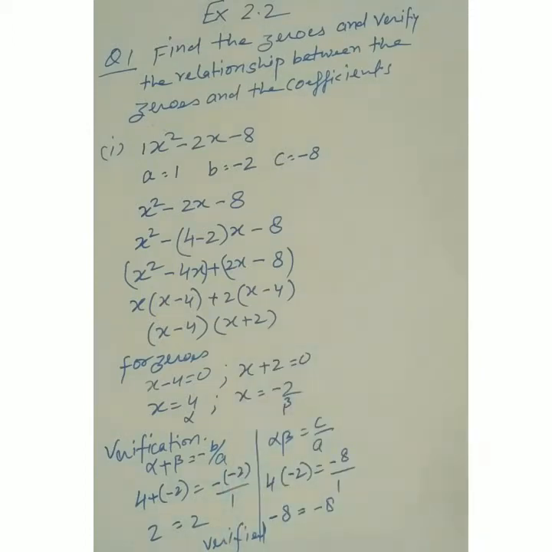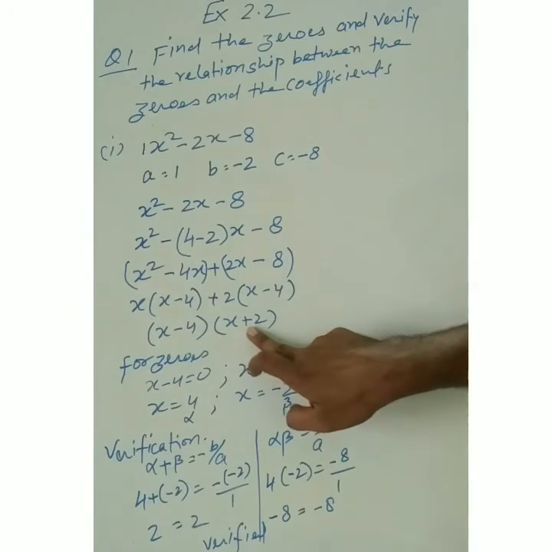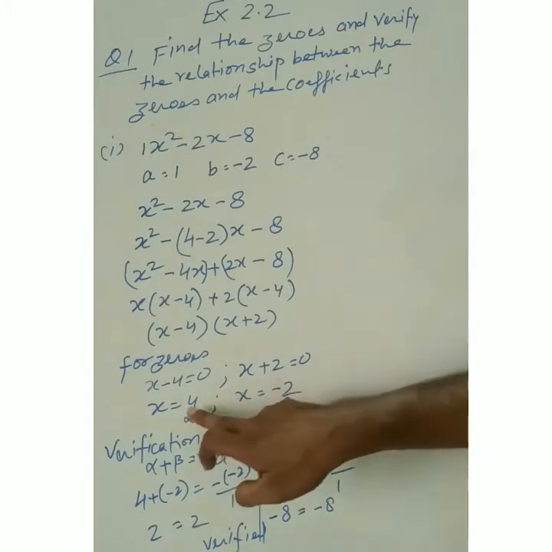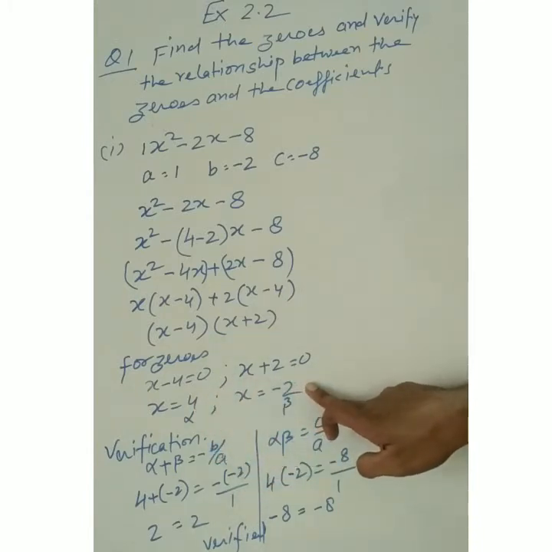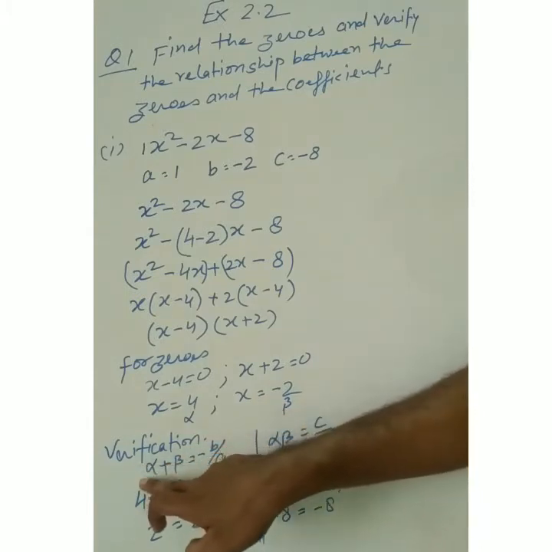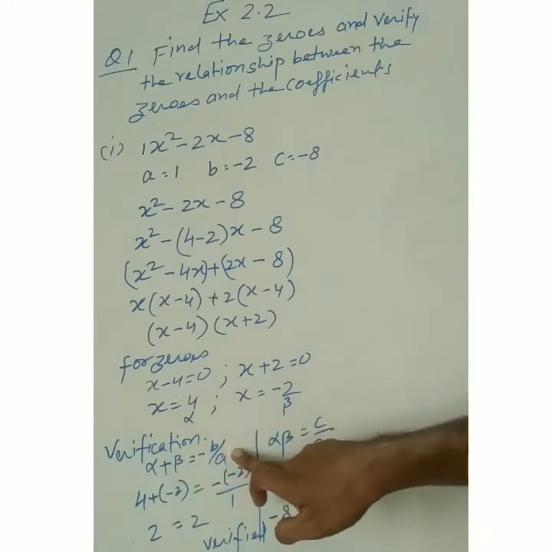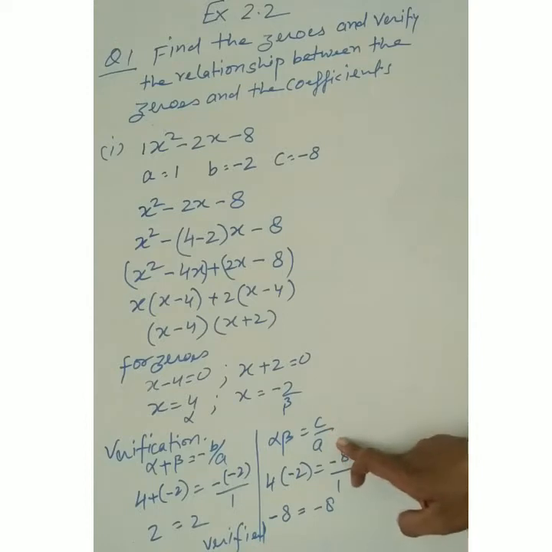Now again listen. First of all, we have to split the middle term here. We are getting 2 factors. We equate this factor with 0 and this factor also with 0, and we get two values of x which are known as zeros. The first zero will be considered as alpha and the second as beta. After that, we have to use the formula for the verification. Sum of the zeros equals minus b by a. We put the values here and verify it. Product of the zeros equals c by a. Then we put the values and verify it.